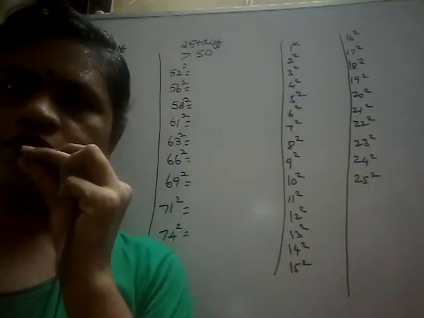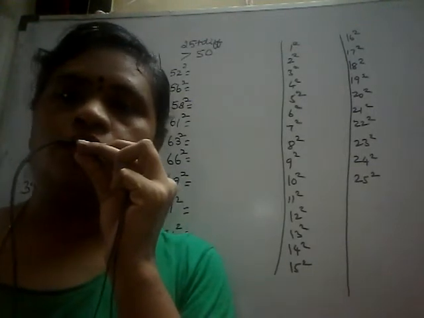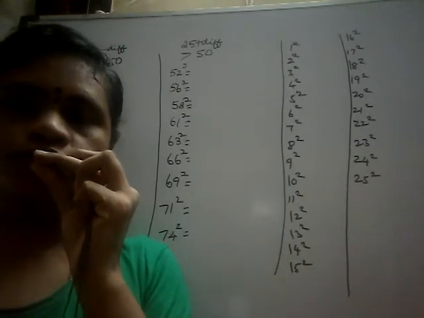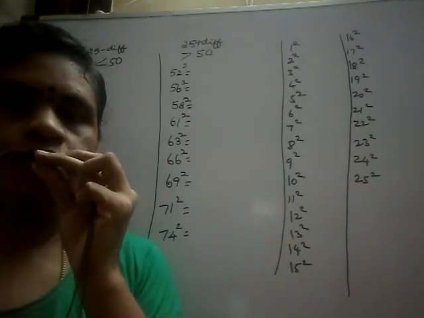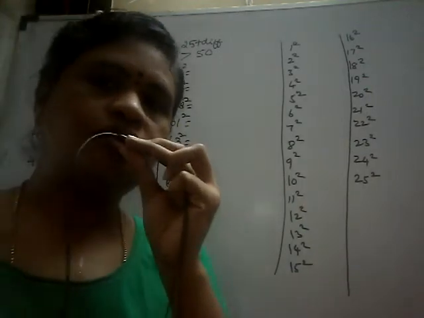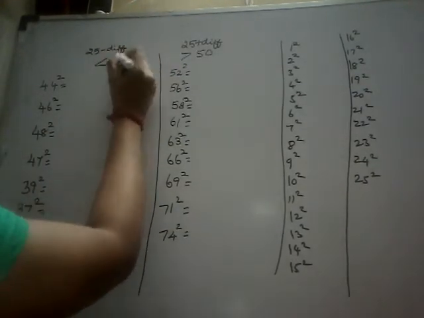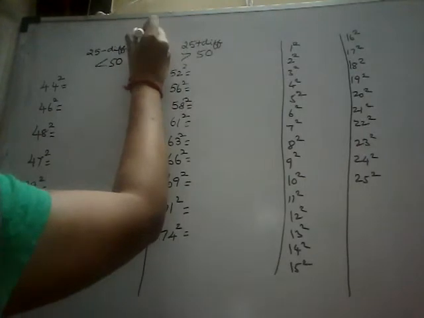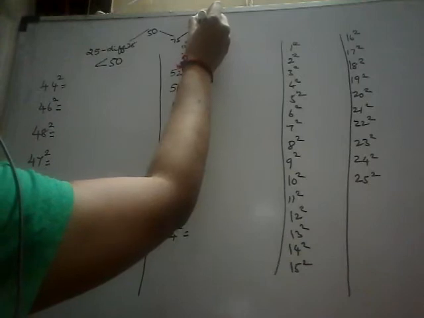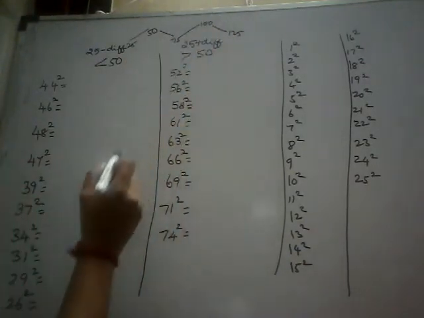Now, before going to the square numbers up to 125, I am splitting up the numbers from 1 to 50. You all know up to 25. So less than 50, above 50, less than 100, above 100. I'm going to split it into four divisions. One is, as you all know, up to 25. Then from 25 to 50, 50 to 75, 75 to 100, 100 to 125. So I am going to make four divisions.